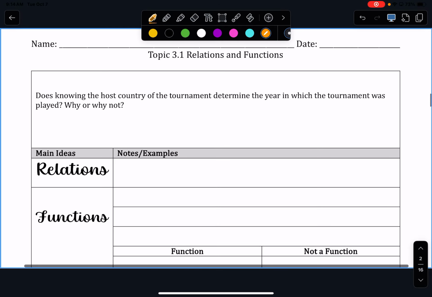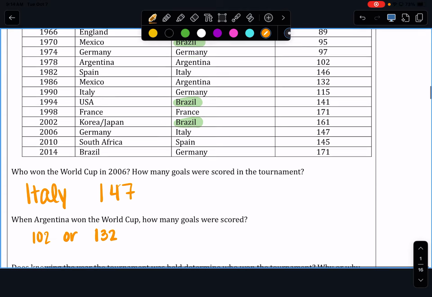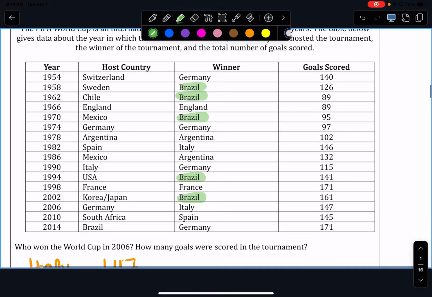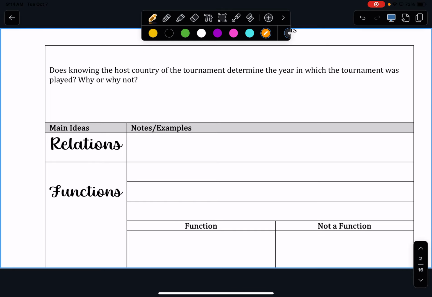Now, does knowing the host country determine the year in which the tournament was played? If I say, what year did Germany host? How many possible answers are there? Germany hosted 2 times. Is there any way for me to know which one I'm talking about? No, not unless I get a lot more specific, right? So, does knowing the host country determine the year? No, because teams can host more than once.